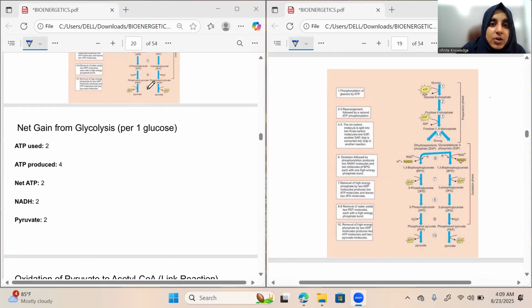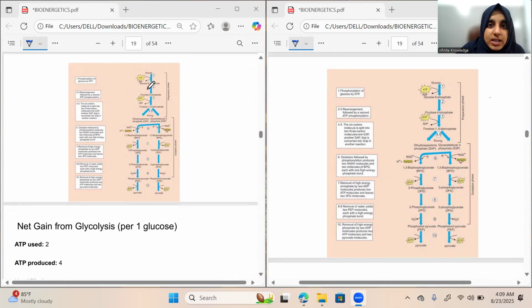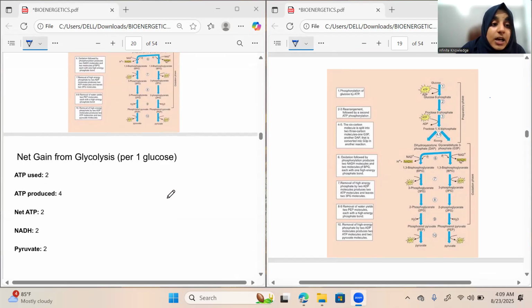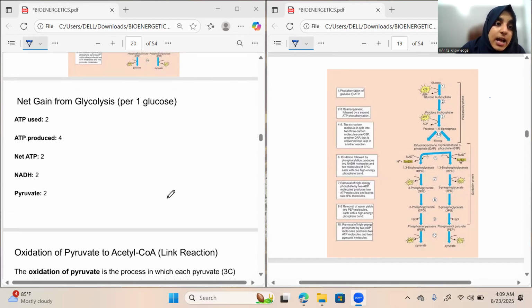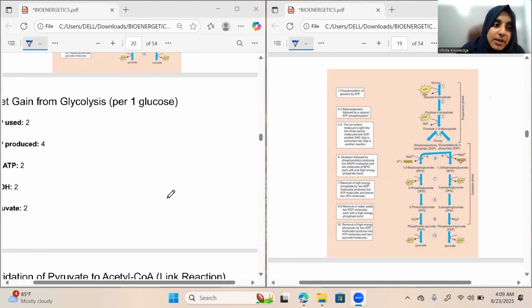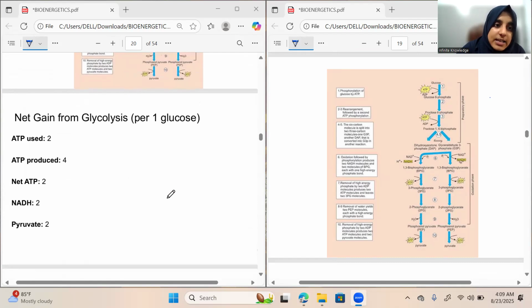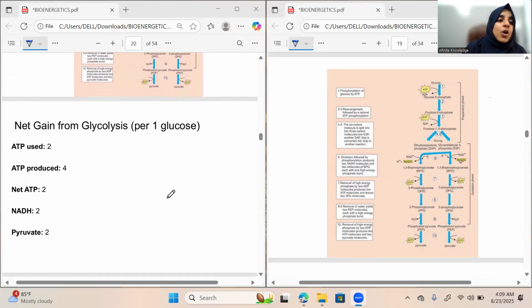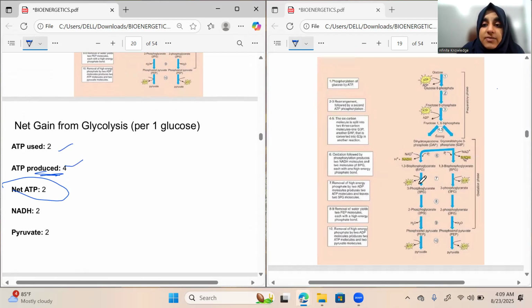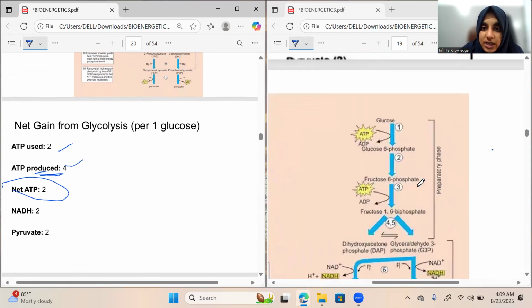In the last video, in part one of bioenergetics, we had done till glycolysis and the net gain from glycolysis. Let me just revise the net gain from glycolysis for a bit. The net ATP produced by glycolysis is two. Why? Because the total ATP produced is four, but two of them are used in the energy investment phase, as you can see over here, right?